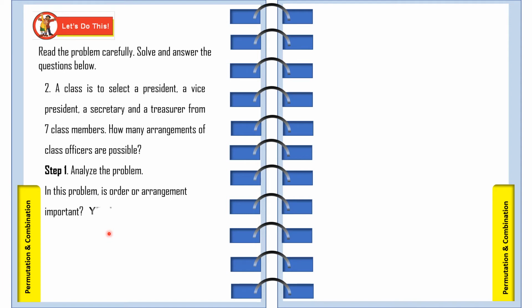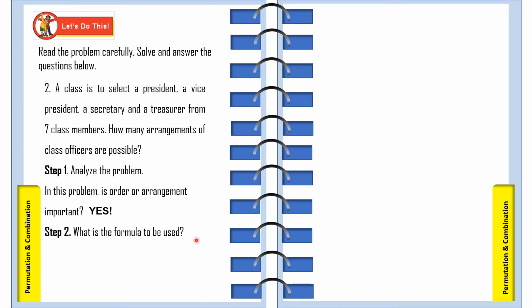Correct, it is yes. Order is very important because it's about the position in the class, and there is also the keyword here, arrangements. Again, it's about positioning, the position in a class. That's why order or arrangement is very important. Therefore, it is under problems on permutation.